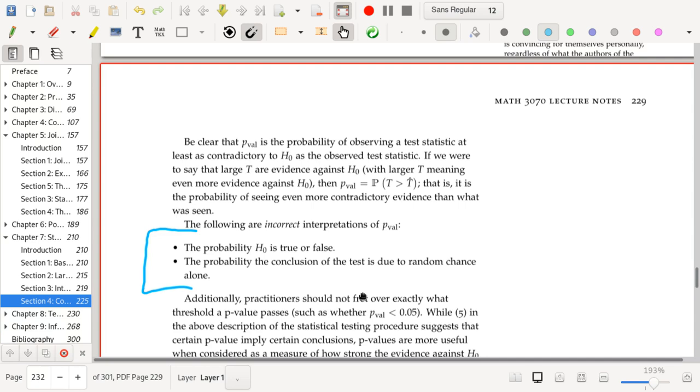Any such statements are going to be incorrect because we're not dealing with random things anymore after we conduct a test. So it just ends up being a nonsense statement in this framework, since the null hypothesis is either true or not, and we are using the p-value as a measure of how contradictory our test statistic was to the null hypothesis. So it can be viewed as a measure, but not as a probability. I think that's the way you should think about it.